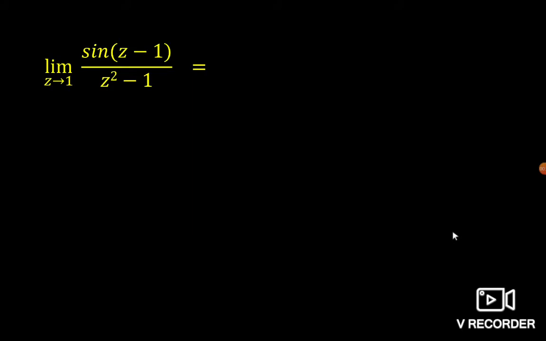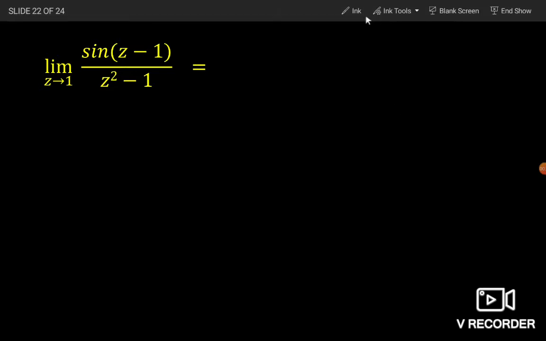So, our first example for today's video is the limit of sine (z minus 1) over z squared minus 1. Let's rewrite this as the limit of sine (z minus 1) all over z squared minus 1.